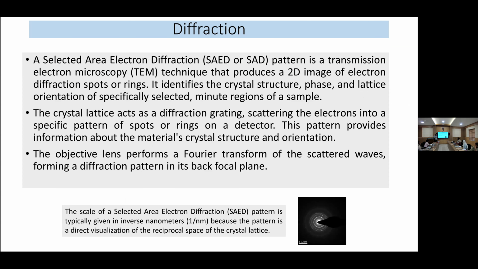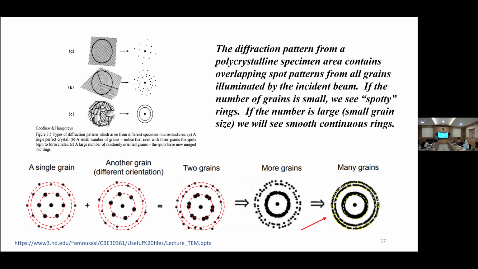This is how we are getting electron diffraction. All these rings correspond to our XRD peaks. So how are we getting these rings in polycrystalline materials? See here, you can see a single crystal material. If it is a single crystal material, our diffraction pattern is like this, with spots along a line. And this is for a single crystal or single grain.